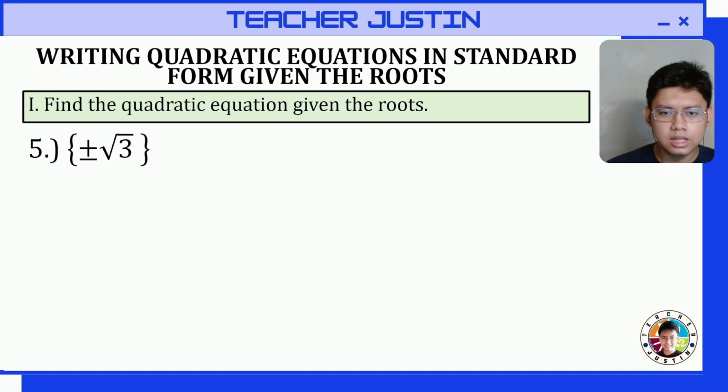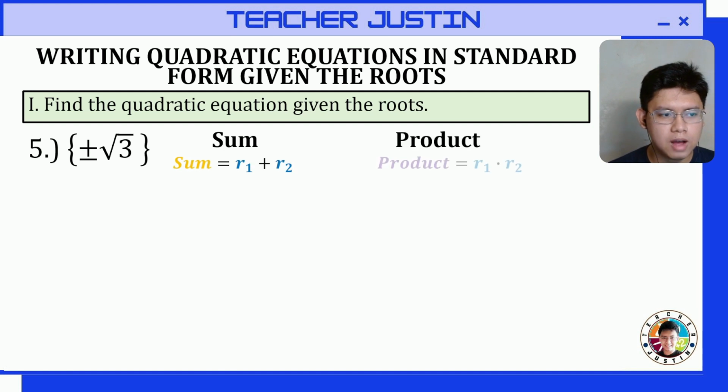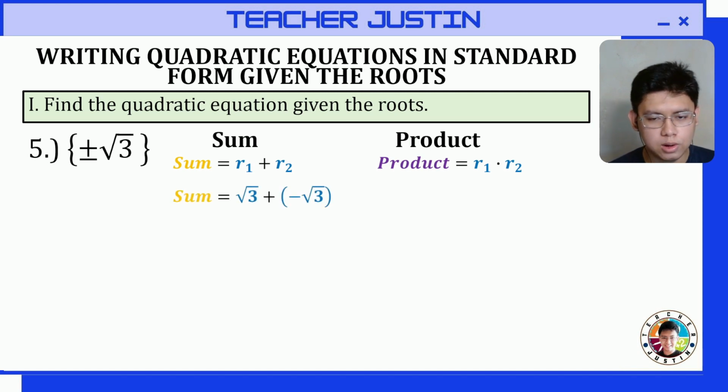Alright. Let's write the quadratic equation that will give us the roots positive, negative, square root of 3. So, para masulat natin to in quadratic equation, ang gagawin natin is we have to identify the sum and product of our roots. So, kunin muna natin yung sum ng ating roots. So, to get the sum, we get square root of 3 plus negative square root of 3. So, their sum will be equal to 0.